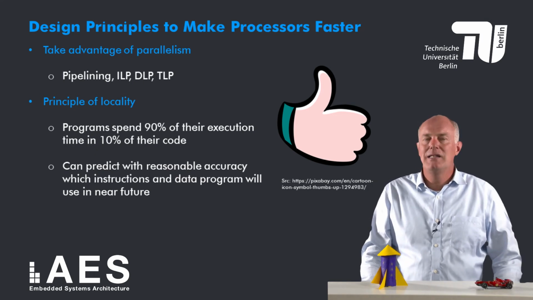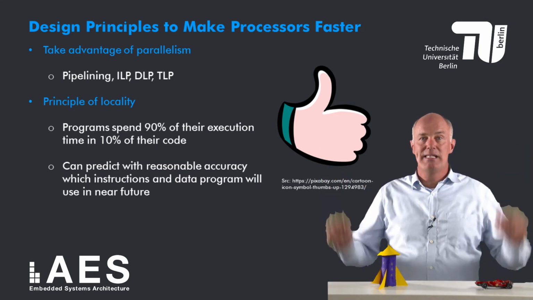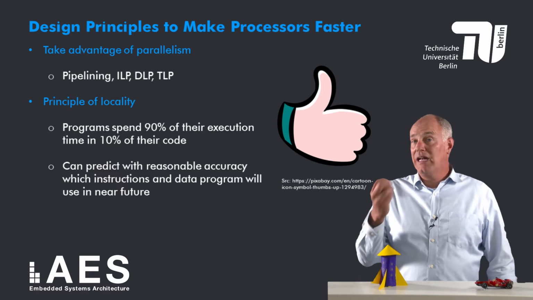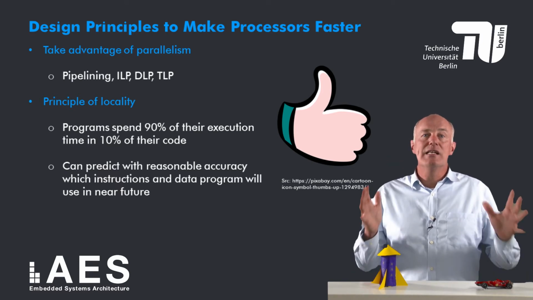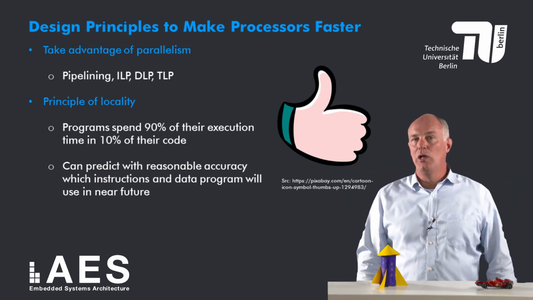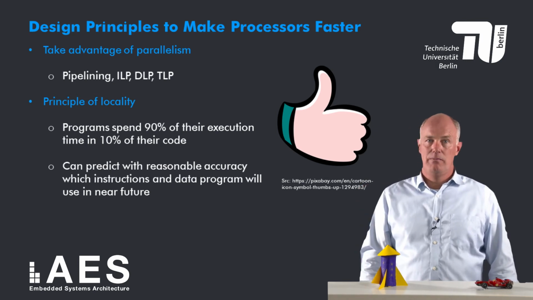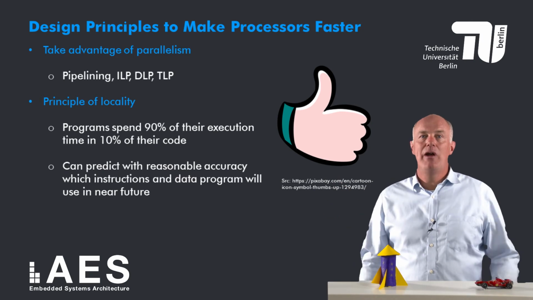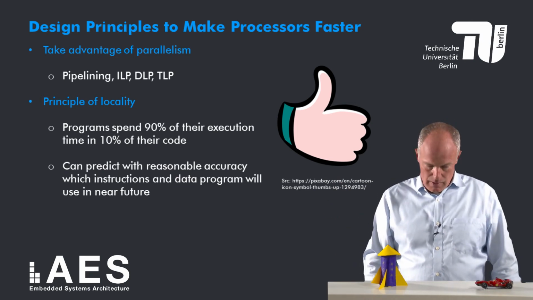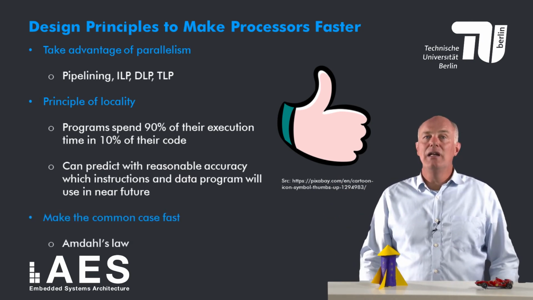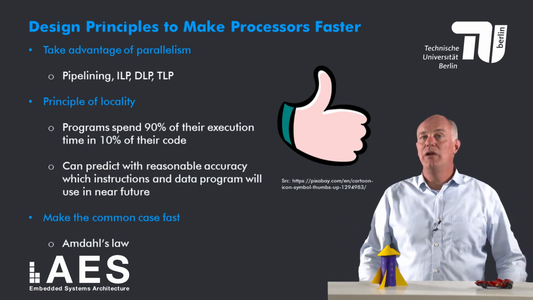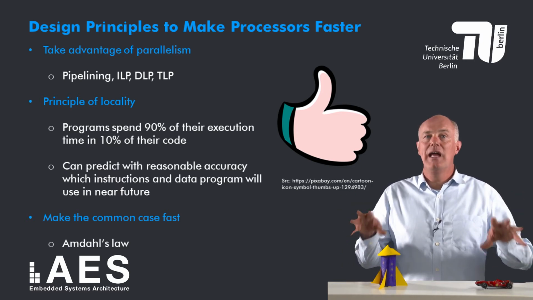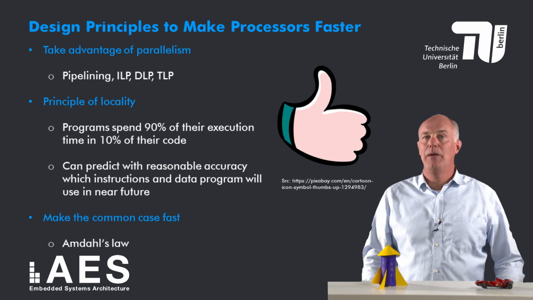Another form of locality is locality in space. We can predict with very good accuracy the instructions and data the program will use in the near future. On this form of locality, caches and the memory hierarchy are based. Third, and finally, and which is related to the previous one, make the common case fast, as is implied by Amdahl's law.